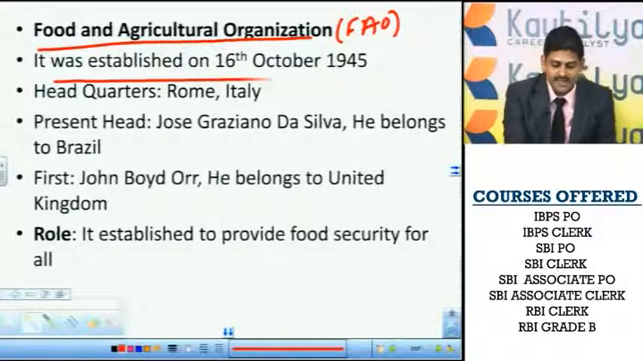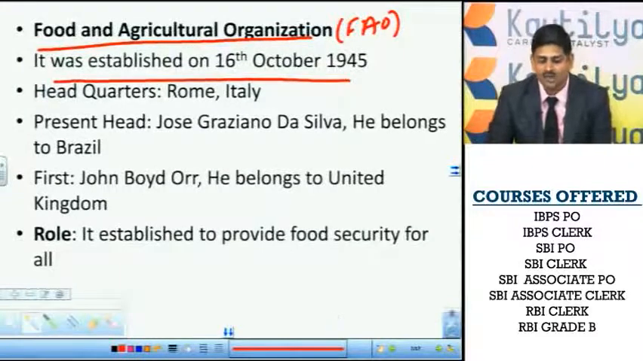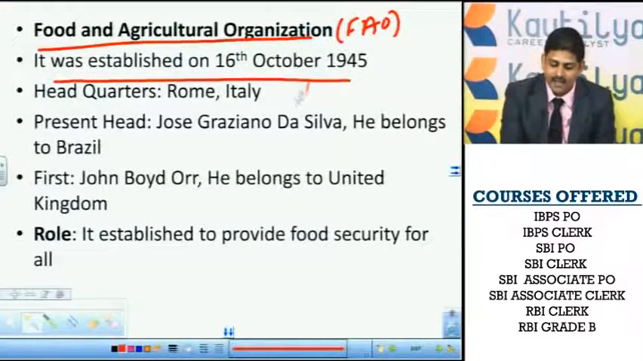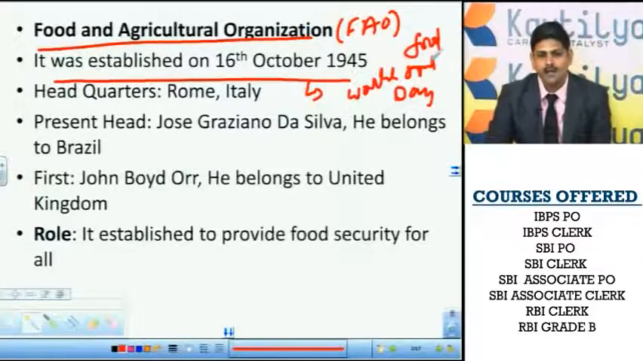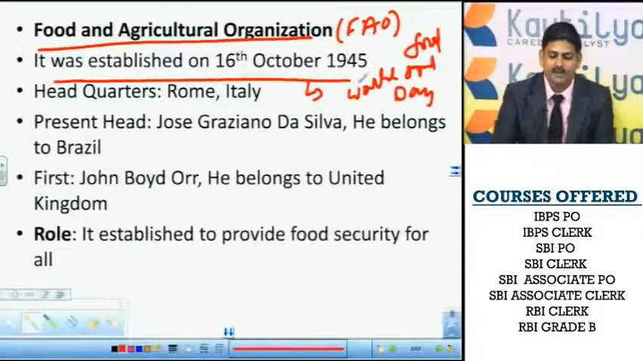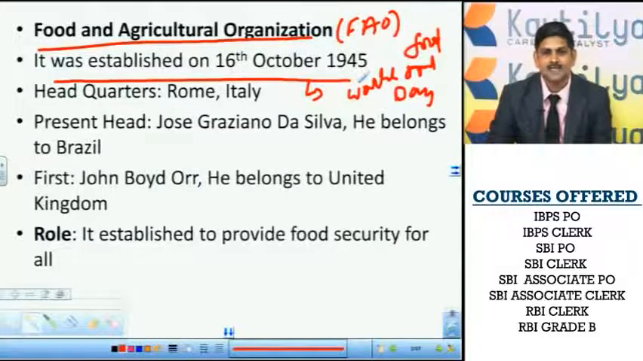This is the day of the foundation, the 16th October 1945. The same day we are celebrating World Food Day. In competitive examinations, days and celebrations are very, very important. One among them is this. Every year on 16th October we celebrate World Food Day. Now, every year it will choose a theme.